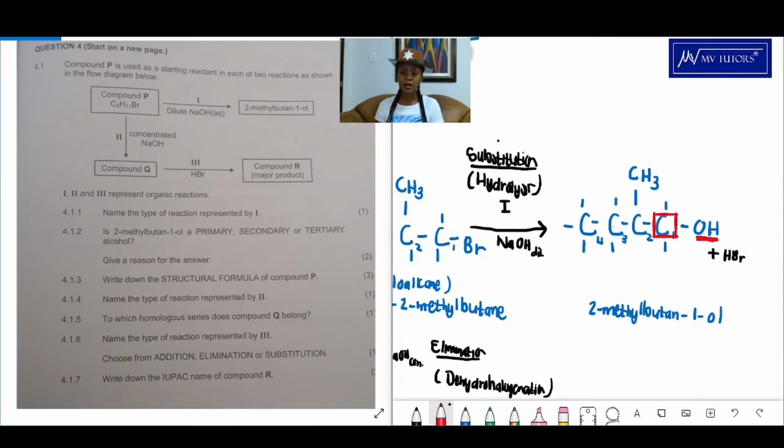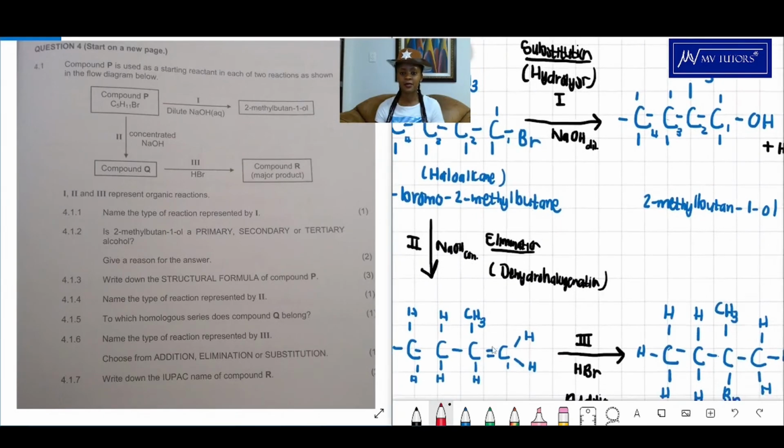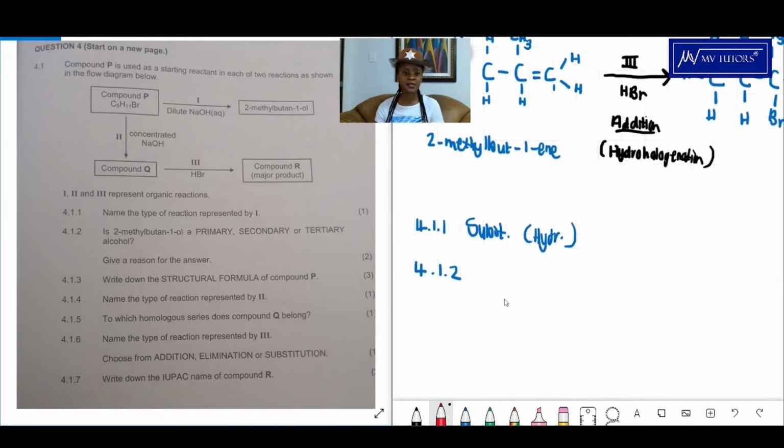If maybe you had a methyl group here, then this carbon is now attached to 2 carbons, so it would be a secondary alcohol. If you had a methyl group over here, then this carbon is attached to 3 carbons, then it would be a tertiary alcohol. So this is not what we have. We have a primary alcohol. Okay, so we can go back and write our answer. 4.1.2, primary alcohol.